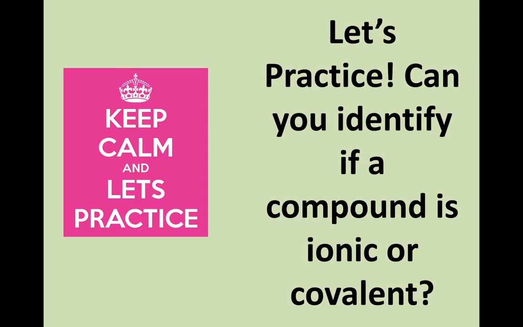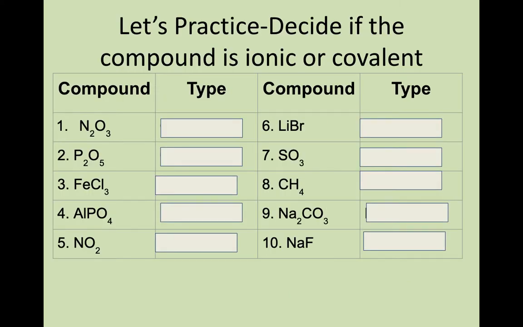Can you identify if a compound is ionic or covalent? So the first one is N2O3. Take a minute, find nitrogen and oxygen on the periodic table. They are both on the right-hand side of the stairs. Since they are both on the right-hand side of the stairs, it is a covalent compound. All right, let's do the next one. P and O. Take a minute, find P and O on the periodic table. They are both on the right-hand side of the stairs, so it is covalent.